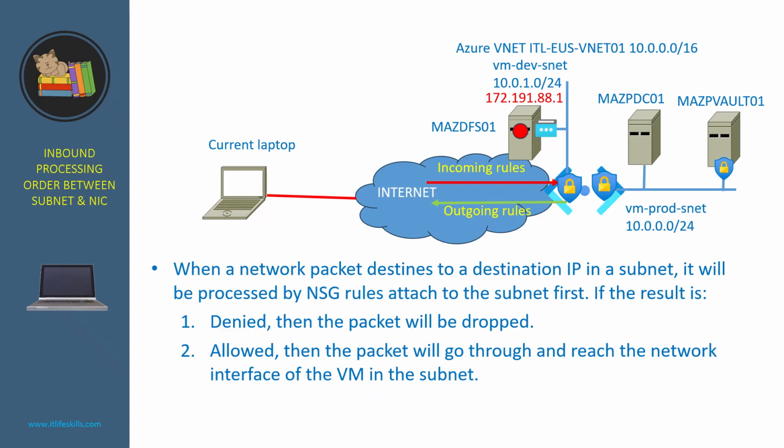Let's learn about the inbound processing order between subnet and network interface. When a network packet is destined to an IP in a subnet, it will be processed by the NSG rules attached to the subnet first. If the result is denied, then the packet will be dropped. If the result is allowed, then the packet will go through and reach the network interface of the VM in the subnet.